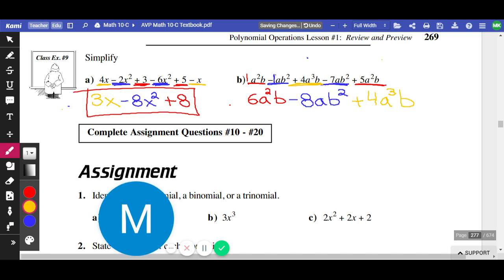And this polynomial turned into a trinomial once you collected like terms. When deciding on the type of polynomial that you have, you should always combine your like terms first, then say, okay, this is a trinomial.